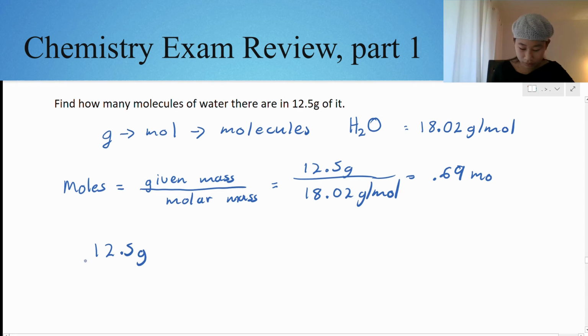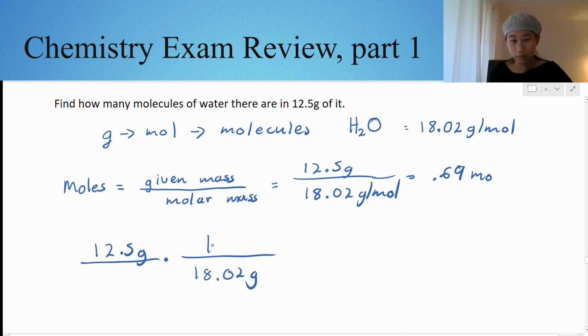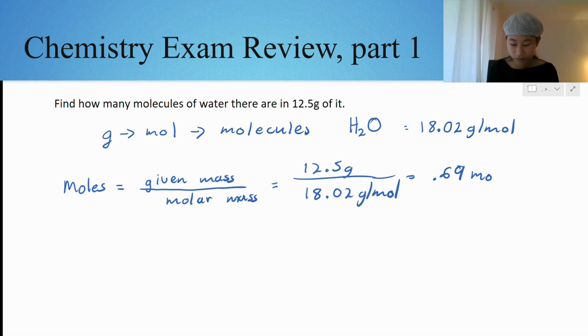Another way you could write this is 12.5 grams times a conversion factor that puts grams at the bottom: 18.02 grams on the bottom and 1 mole at the top. So you have grams at the top and grams at the bottom, so these cancel out and you're left with moles. As you see when you do this math, it's just the same as this. So this is going to be in moles.